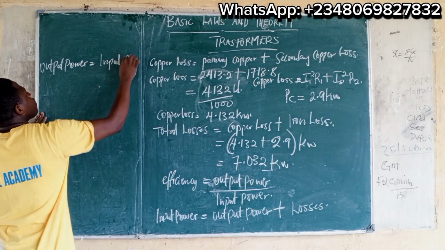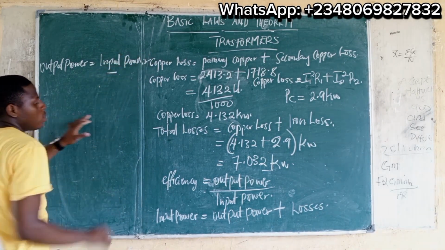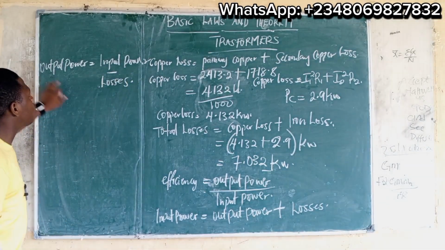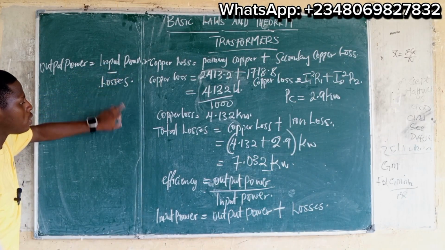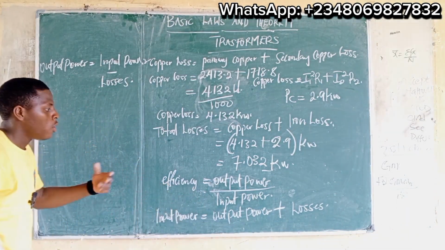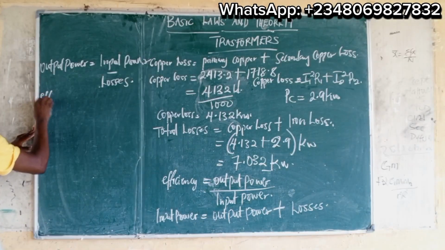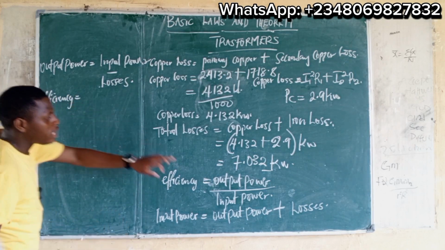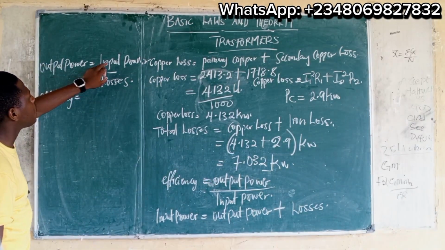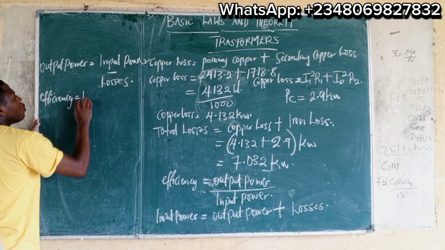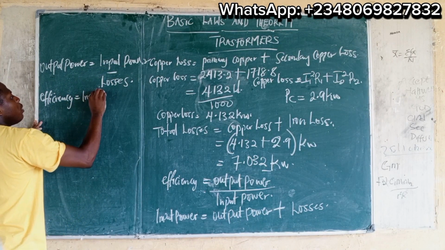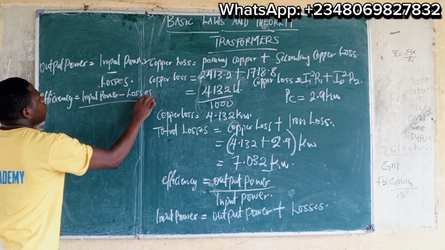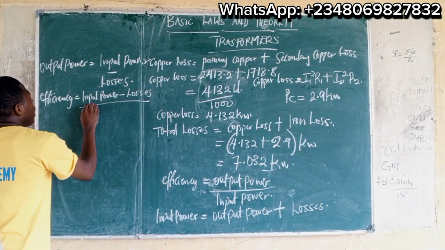So we simply have input power minus losses. If you apply this to what we have as our efficiency, we arrive at efficiency is equal to output power, which is input power minus losses, divided by input power.